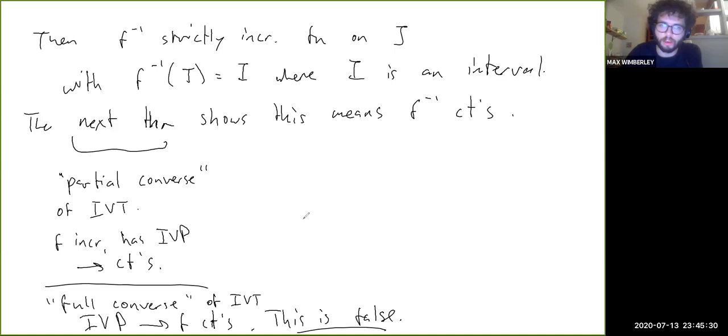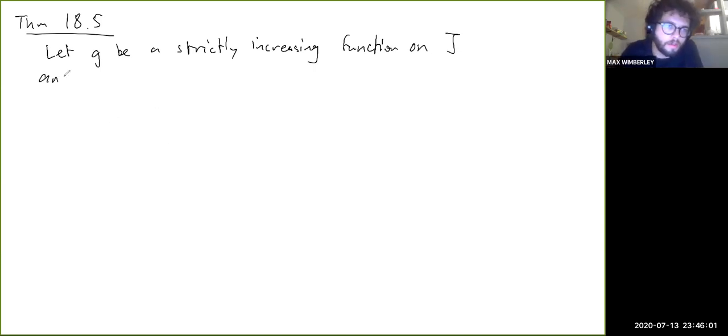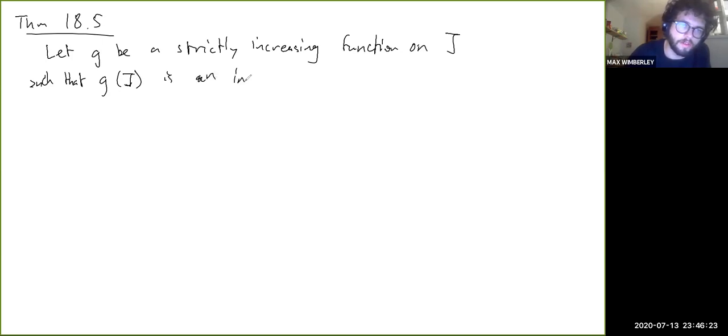I'm gonna make a cut so I can draw kind of a sketch here. So, well, let me state the theorem and then I'll draw the sketch. So this is theorem 18.5. Let G be a strictly increasing function on J, such that G of J is an interval I. Then G is continuous on J.